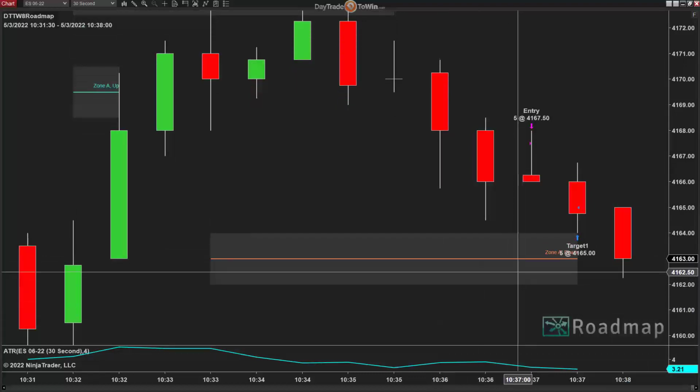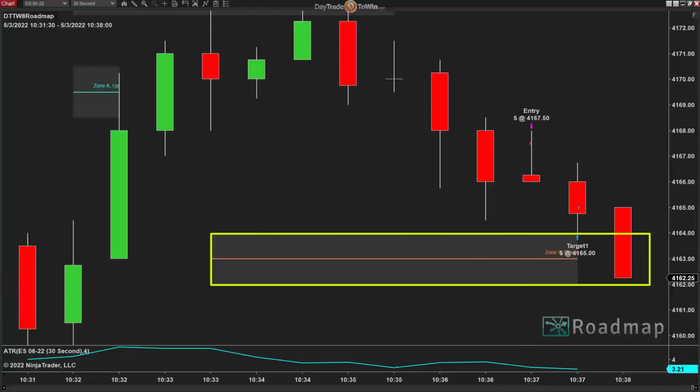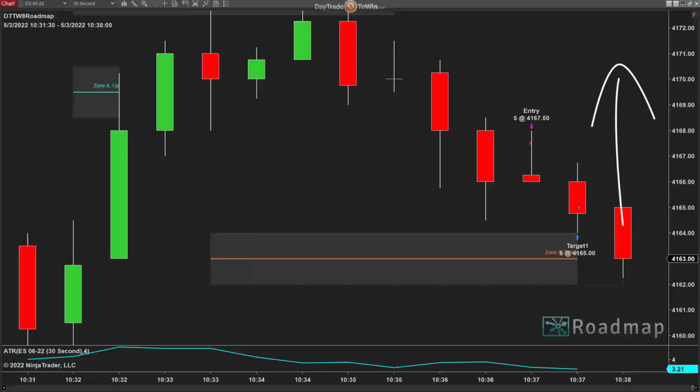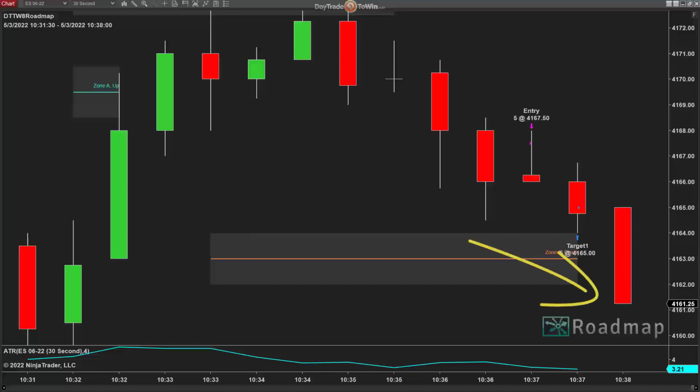So since this area, the shaded area, acts now as support, we may have the market turn around and reverse and go up, which is great. That's what I want. I want to have an opportunity to buy the market, but if it doesn't, I'm going to be able to take the market down once it breaks through the level.